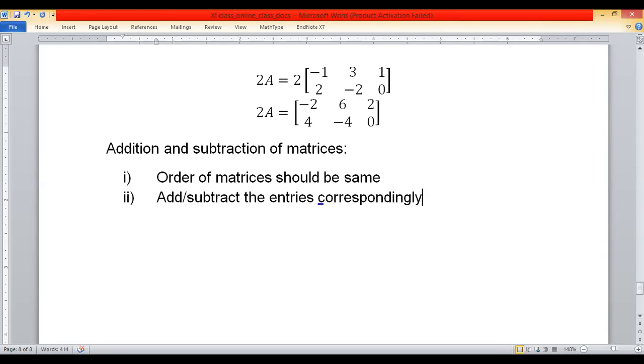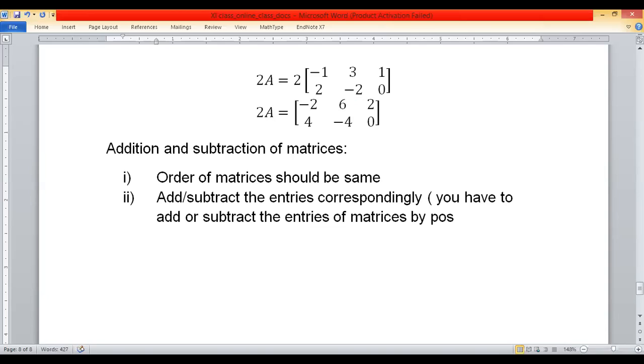Correspondingly का मतलब इधर you can say you have to add or subtract the entries of matrices by position. So ये दो रूल्स आपको याद रखने हैं, तो आप काम कर सकते हैं.